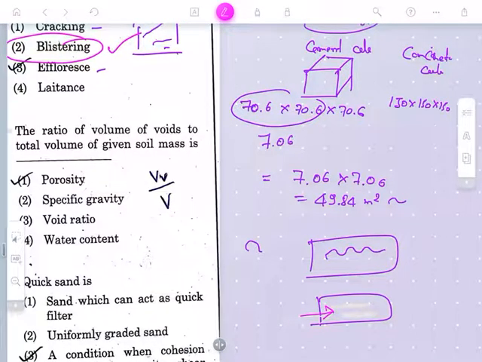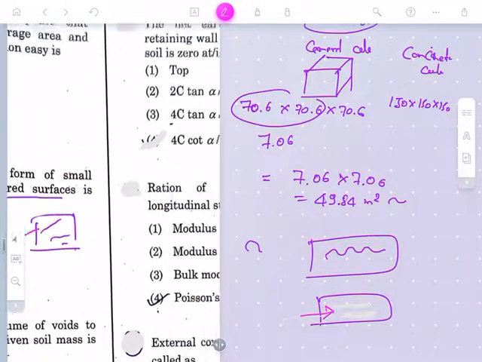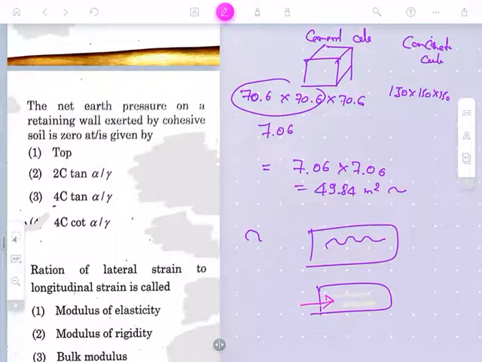Next one, the ratio of volume of voids to the total volume is equal to porosity. Then what about void ratio? Void ratio is equal to the volume of voids to the volume of solids. Then specific gravity is equal to the density of the material to the density of the reference substance, that is the density of water. So according to this, porosity is the right answer. Let me move on to the next question.